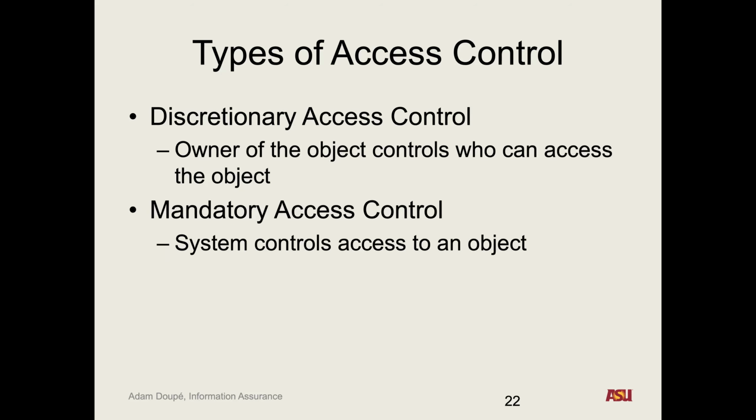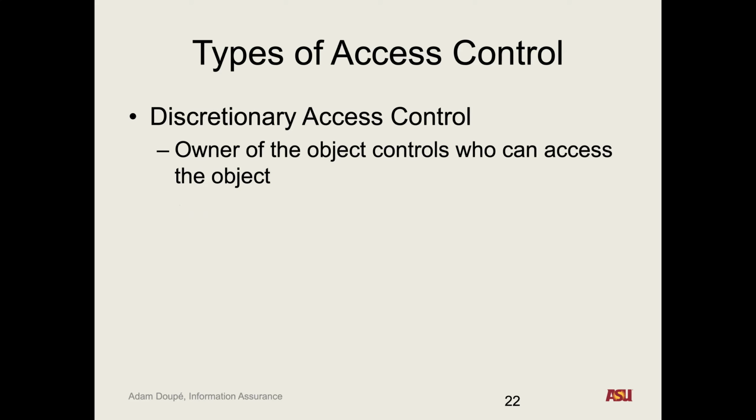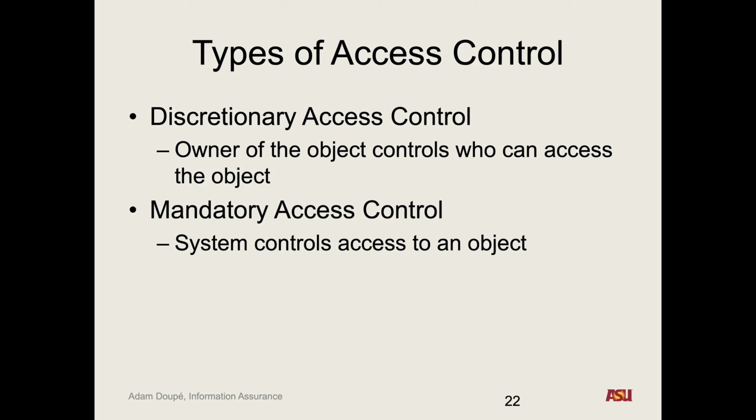So the contrast to a discretionary access control system is a mandatory access control system. And this means that the system itself controls who has access to an object. So you, a user, don't get to, just because you own an object doesn't mean you can control who has access to it. And we'll see that this actually leads to some very nice security properties.